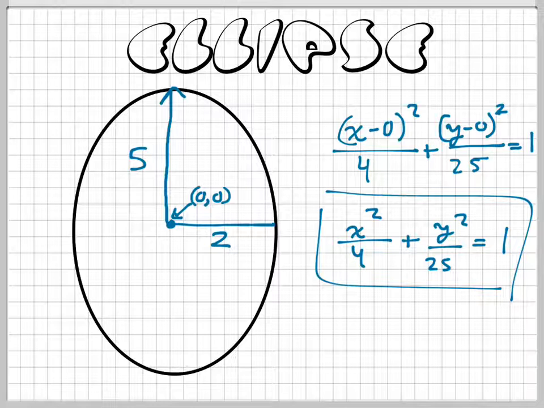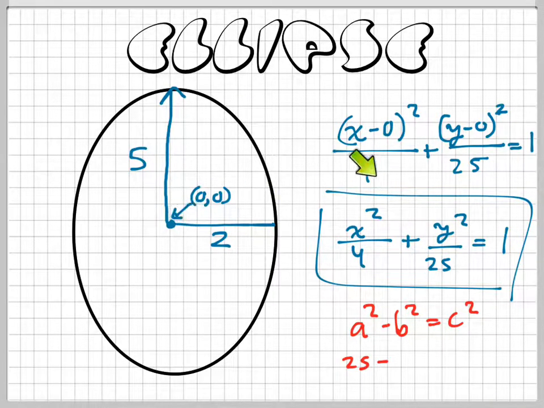Now if you wanted to find the focus points, you have to know how much to count from the center on your major axis. So we need to know what c is. And so we're going to go a squared minus b squared equals c squared. Do we know what the a is? Yes, we do. It's 5. So we got 25 right here. Do we know what b squared is? Yeah, it's 4. So we take the 4 and we subtract it. That equals c squared. So we have 21 equals c squared. So what does c equal? C equals radical 21.